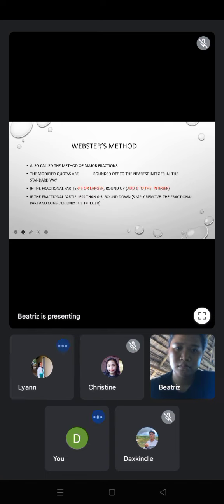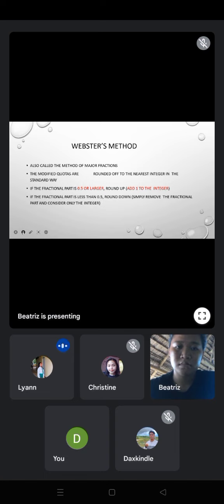Webster method, also called the method of major fractions. The modified quotas are rounded to the nearest integer in the standard way. If the fractional part is 0.5 or larger, round up and add 1 to the integer. If the fractional part is less than 0.5, round down. Simply remove the fractional part and consider only the integer.